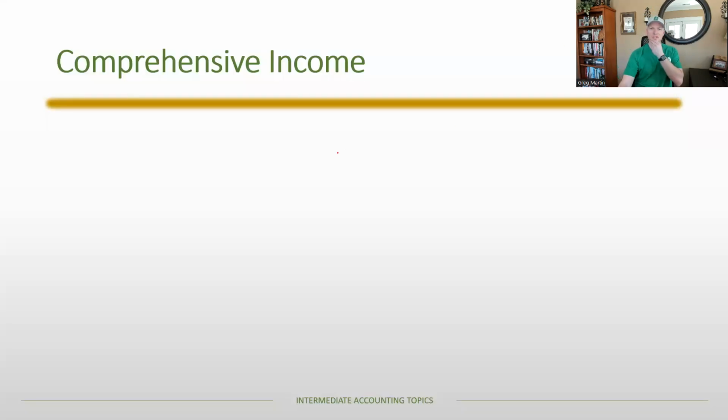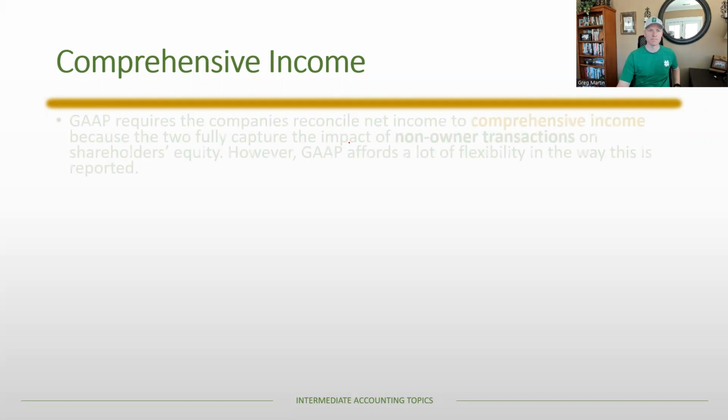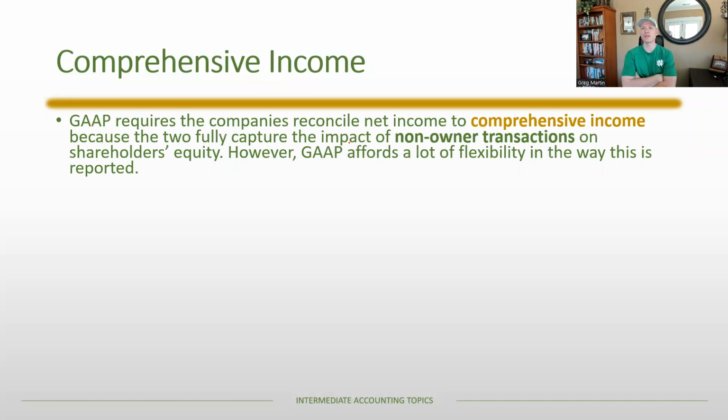All right, so this is probably the longest lecture for chapter 4 for the income statement. So we're going to talk about comprehensive income very quickly, and then we're going to go into the comprehensive example. So there is this additional measure of income called comprehensive income.